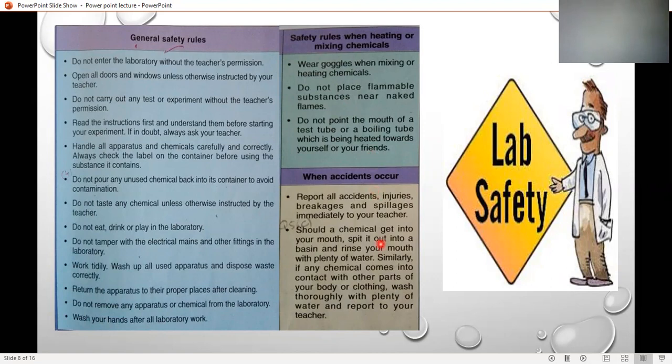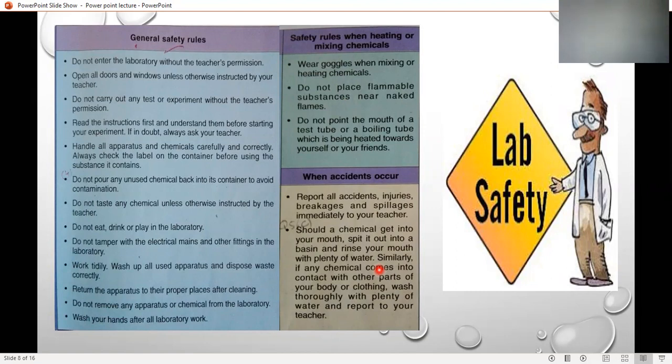And when an accident occurs, if you accidentally, not deliberately but accidentally, have an injury or breakage, okay, just go immediately to your teacher. Don't be afraid of scolding or reprimand. Just go to your teacher and tell them that you did it accidentally, okay?